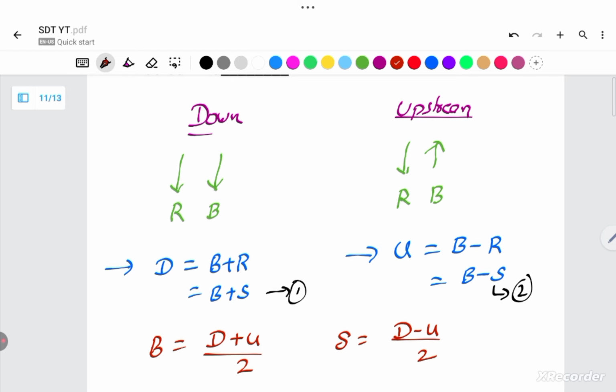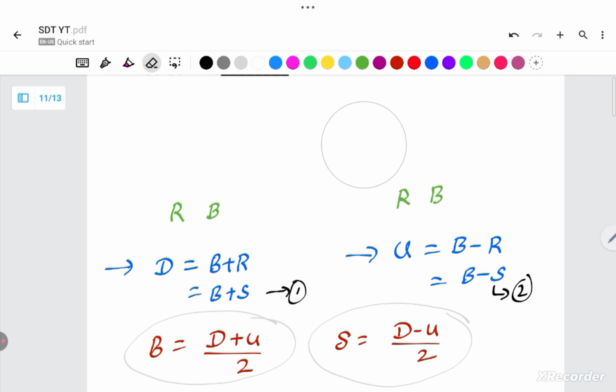So with the help of these formulas, 1 and 2, 3 and 4, we'll be able to solve any question related to boats and streams. I'll be moving to the questions related to boats and streams.